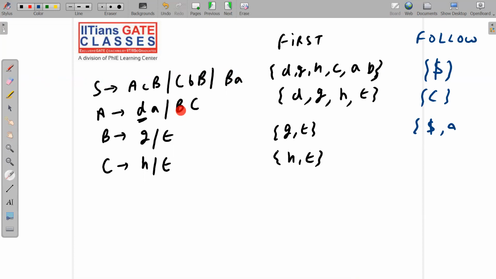And here capital B, we are finding it. So follow of capital B will be first of capital C. First of capital C is H. So I will put H. Next, since capital C can go to null, I will ignore it. I will say follow of capital B will be follow of A. Follow of A was C. So I will write C. Yes, anything extra? Anywhere else we are finding B? No, we are not finding B anywhere else.